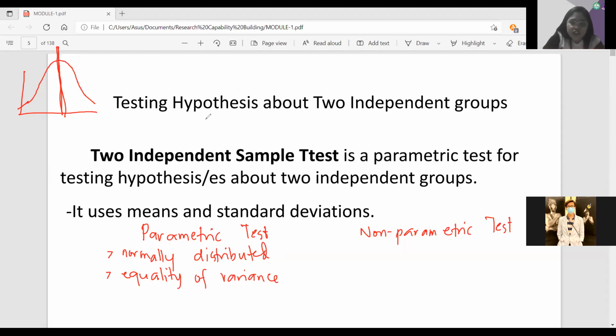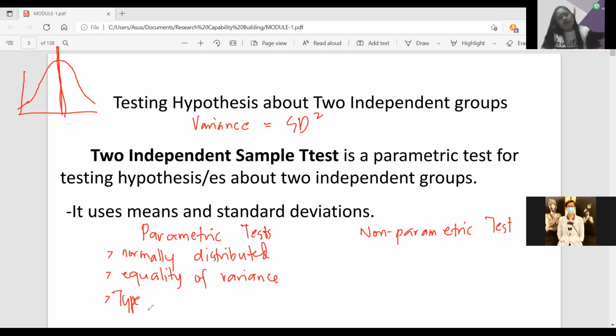And then another one is there should be equality of variance. So remember the variance, a while ago I mentioned that the variance is the square of the standard deviation. Again, the variance is the square of the standard deviation. And since we have two groups here, we have to fulfill also this assumption that the variances of the two groups are homogeneous or equal. Again, before we can use the parametric test.